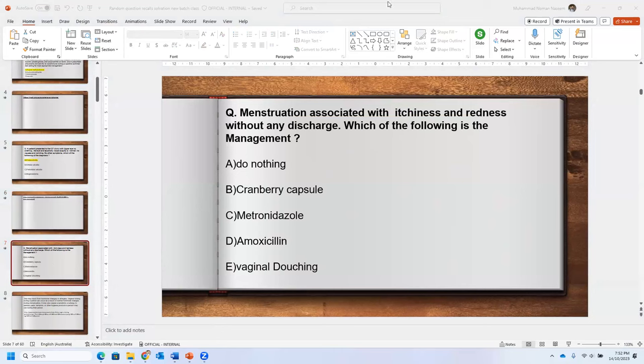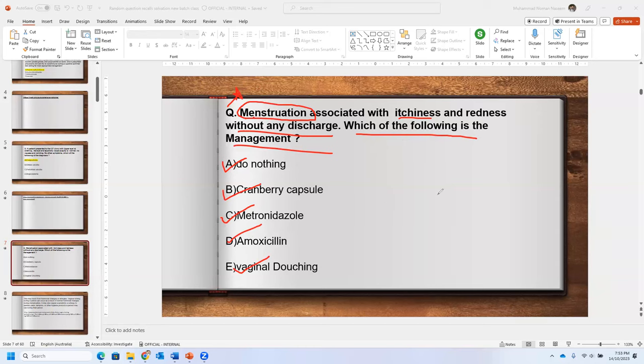All right. Next one: a patient is menstruating and now she's coming to you with itchiness and redness without any discharge. Which one of the following is the management? Do nothing, give cranberry capsule, metronidazole, amoxicillin, or vaginal douching? A very important clue has been given to you in the question. The patient is menstruating and she is complaining of itchiness and some redness. What are you going to do?